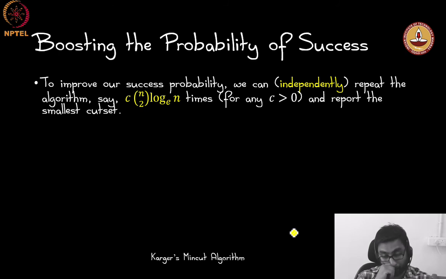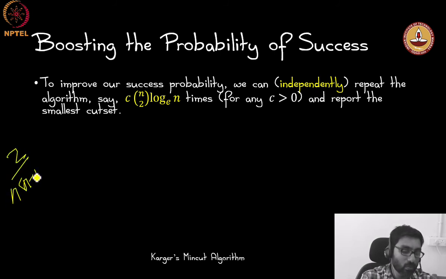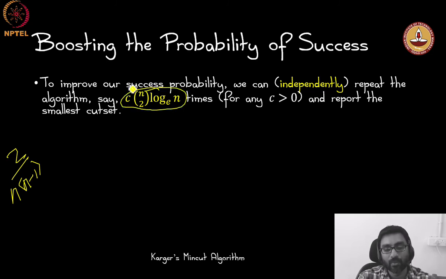Okay. So now we need to figure out a way to boost the probability of success. Remember, now we only have a probability of success that is something like 2 over n into n minus 1. And that's pretty low. So let's see what happens when we repeat this some number of times. In particular, we're going to repeat it this many times. And let's see what happens.